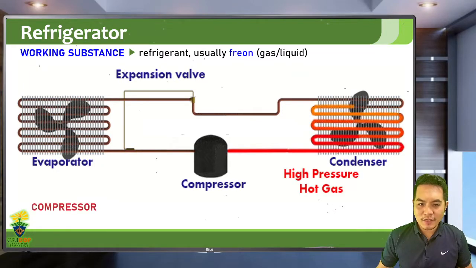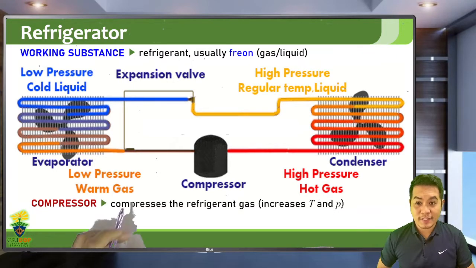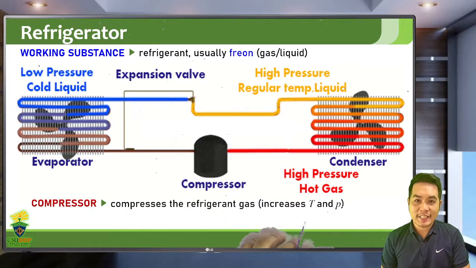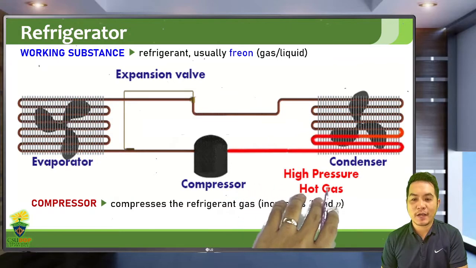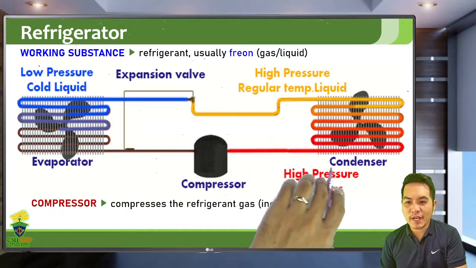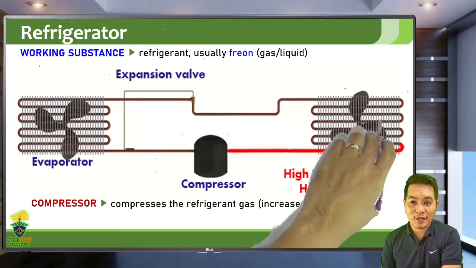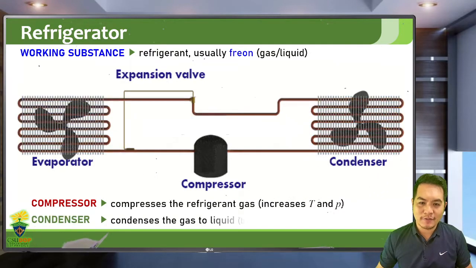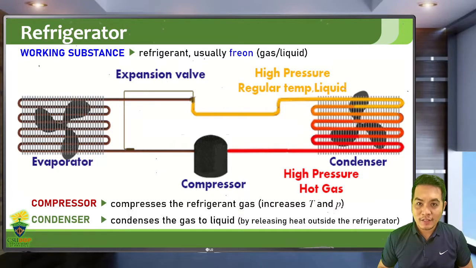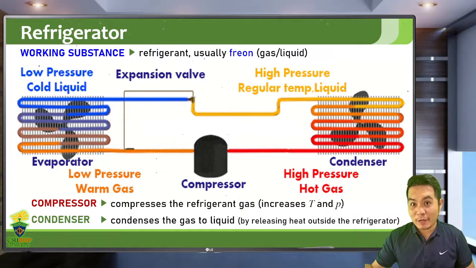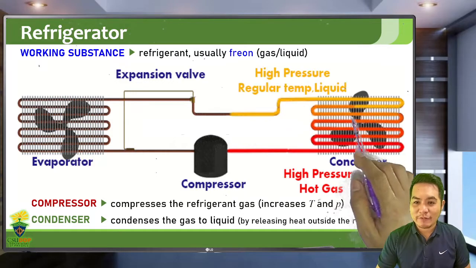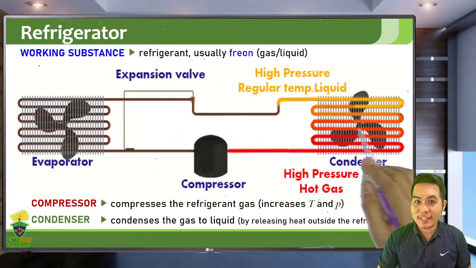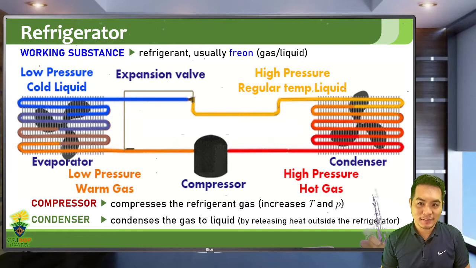So the compressor compresses the refrigerant gas, and when you compress the gas, you actually increase its temperature and pressure. So you now have a high pressure hot gas flowing through the condenser coils. And now, since the condenser coils are outside of the refrigerator, it's hotter as compared to the outside environment, then naturally the heat from the condenser coils will be released to the outside environment.